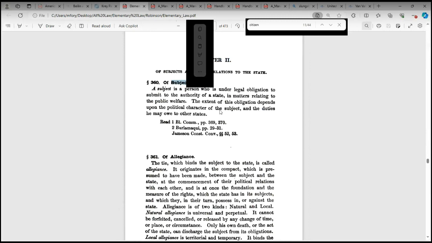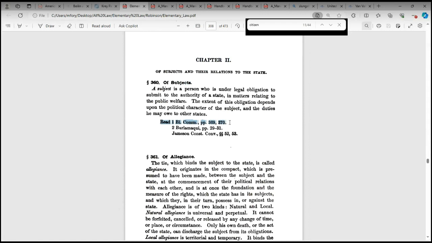Okay. So section 360, a subject is a person who is under legal obligation to submit to the authority of a state in matters relating to the public welfare. That's what that means, not in your private capacity. The extent of this obligation depends upon the political character of the subject and the duties he may owe to other states. And they give you additional readings.